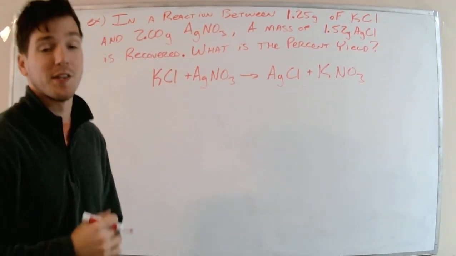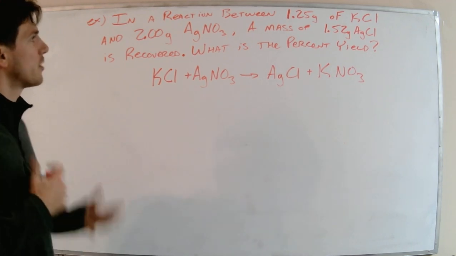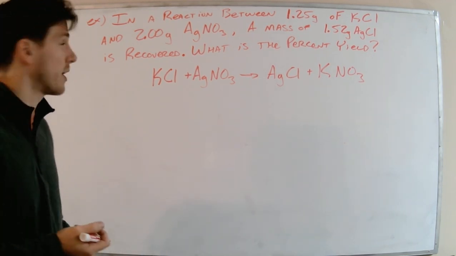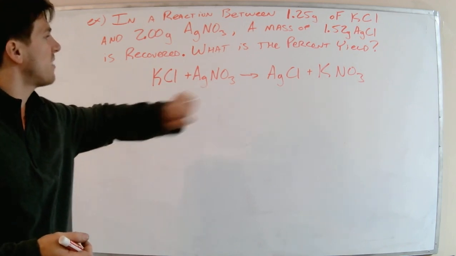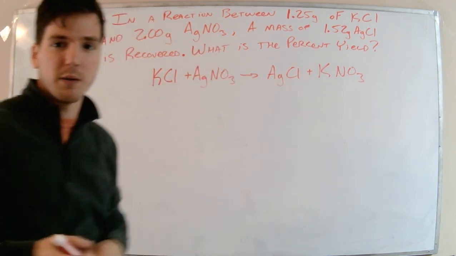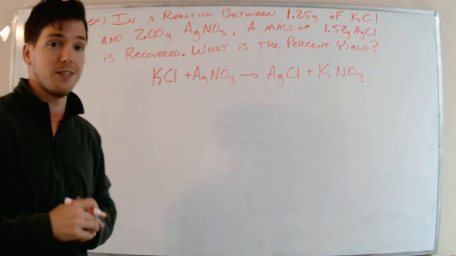All right, everybody, the most difficult percent yield type of question you will see. In a reaction between 1.25 grams of KCl and 2 grams of AgNO3, a mass of 1.52 grams of AgCl is recovered. What is the percent yield?